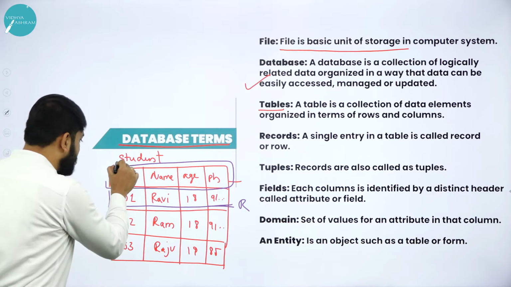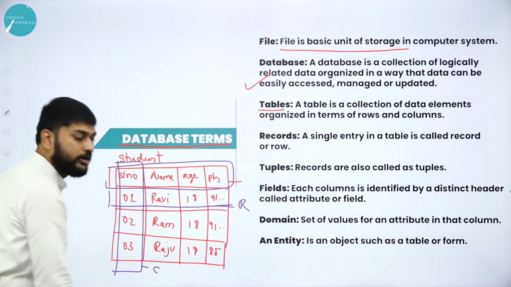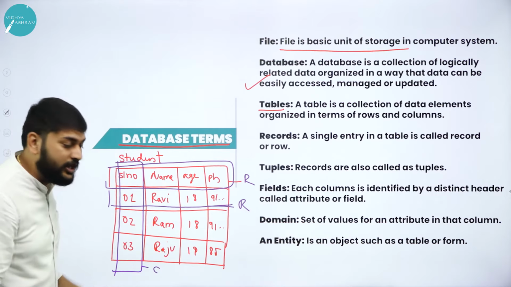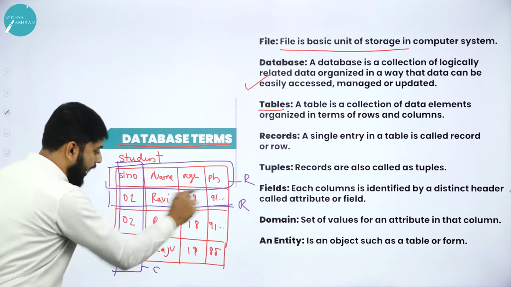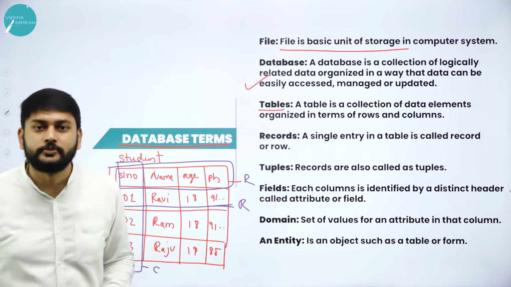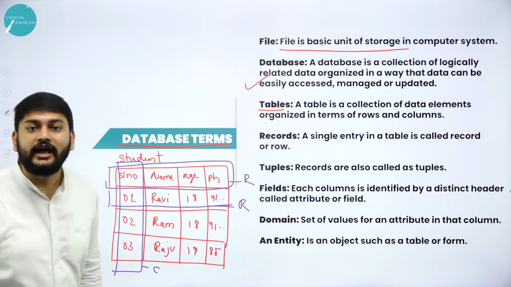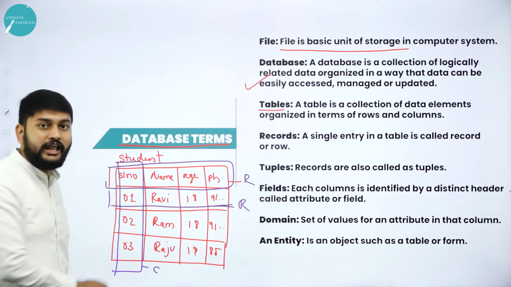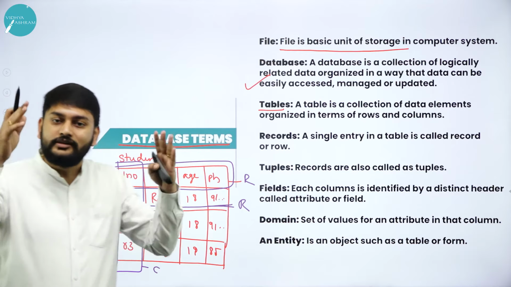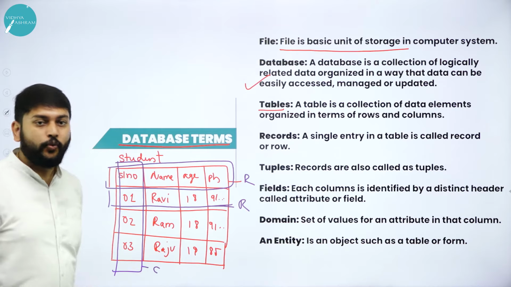Then I have something like this on the side. If I take this, I will call it a column. This is a row, this is a column. A table is a combination of rows and columns. That is what you have to remember. What is a table? A table is a collection of data elements. How have you stored the data elements inside the table? In the form of rows and columns.